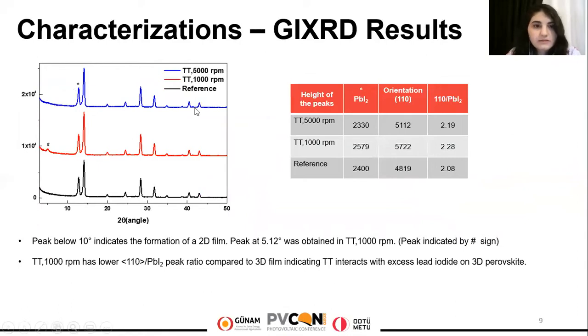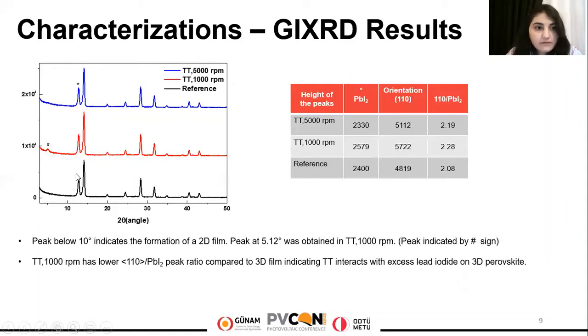More importantly, in order to see whether we obtain 2D or not, we looked at GI-XRD results at the angle of 0.5 degree, and we didn't see any peak below 10. By the way, a peak below 10 indicates the formation of a 2D layer. We didn't see any peak for 5000 RPM. However, when we look at 1000 RPM, we obtain a peak around 5 degree. This means this belongs to a 2D layer.